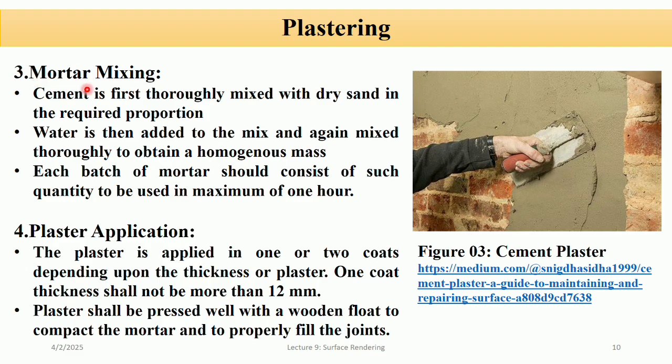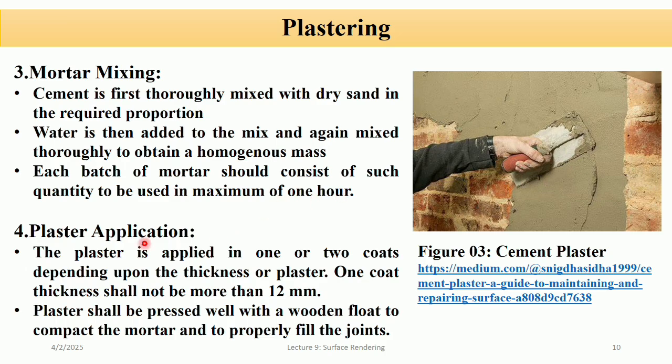The third step is mortar mixing. In this, the cement is first thoroughly mixed with dry sand in the required proportion. Then water is added to the mix and again mixed thoroughly to obtain a homogeneous mass. Each batch of mortar should consist of such a quantity to be used in a minimum of 1 hour. The cement plaster is prepared in batches so as to lay and finish the plaster surface with each batch within half an hour after adding water.